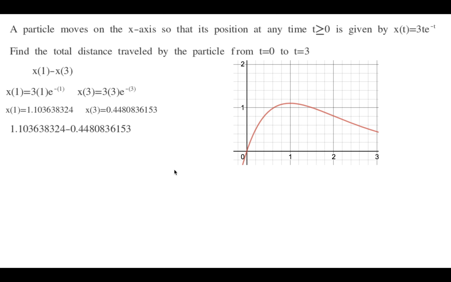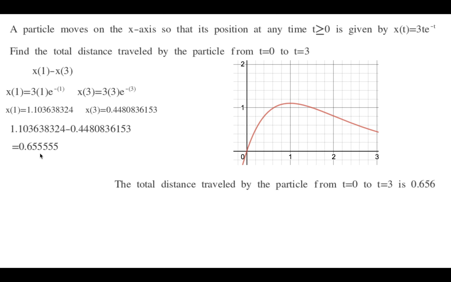Then finally, all you have to do is subtract x of 1, which is this one, minus x of 3, which is this one, and you get 0.655 repeating. So the total distance traveled by the particle from time t equals 0 to time t equals 3 is 0.656.